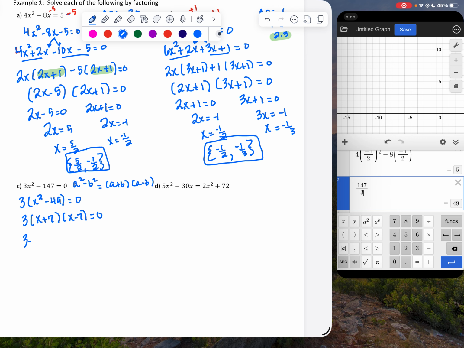So set each factor equal to 0 and solve. So 3 equals 0, that makes no sense. That's not going to give us a solution. Here, subtract the 7. Here, add the 7. So our solution set, negative 7 and positive 7.